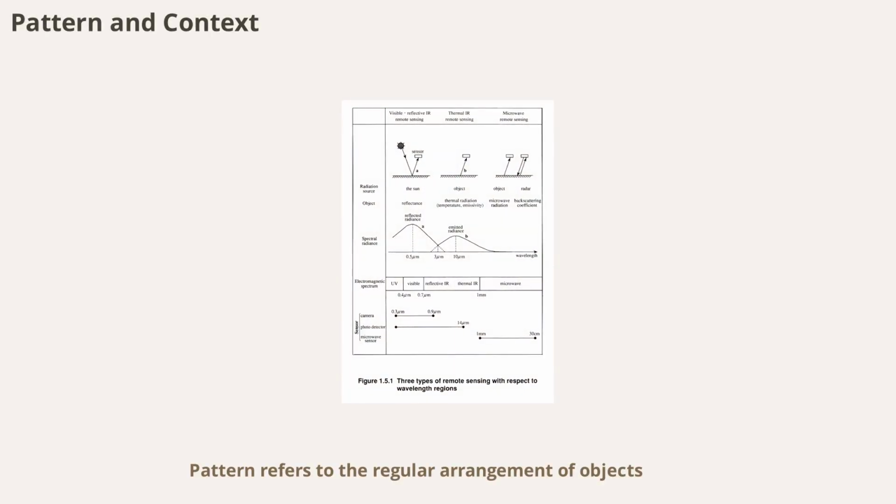Pattern refers to the regular arrangement of objects, such as rows of houses or fields. Recognizing patterns helps in identifying features like orchards, highways, or urban layouts. Context involves understanding the relationship between objects and their surroundings. For example, the location of a river relative to nearby vegetation can provide clues about the landscape. Both pattern and context are essential for accurate image interpretation.